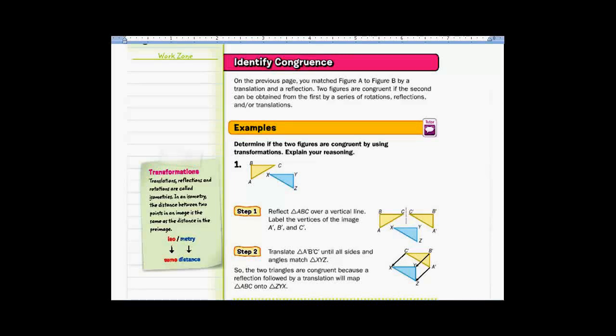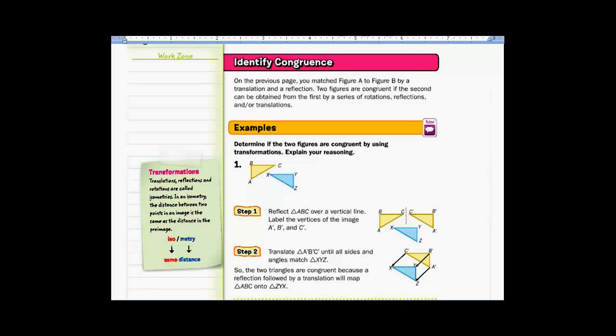All right, Chapter 7, Lesson 1. Chapter 7 talks about congruence and similarity. So we're going to talk throughout the chapter exactly what those things mean. Sometimes they're congruent and similar. Sometimes they're just similar. So we'll talk about when they are what.